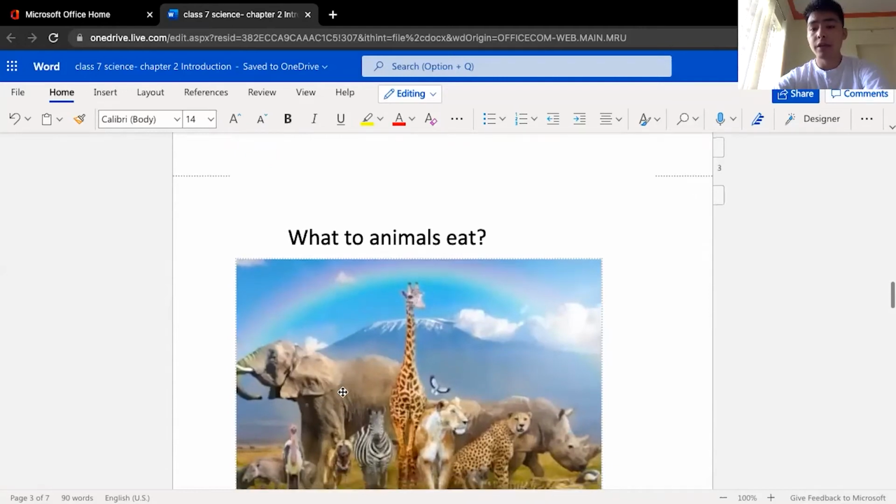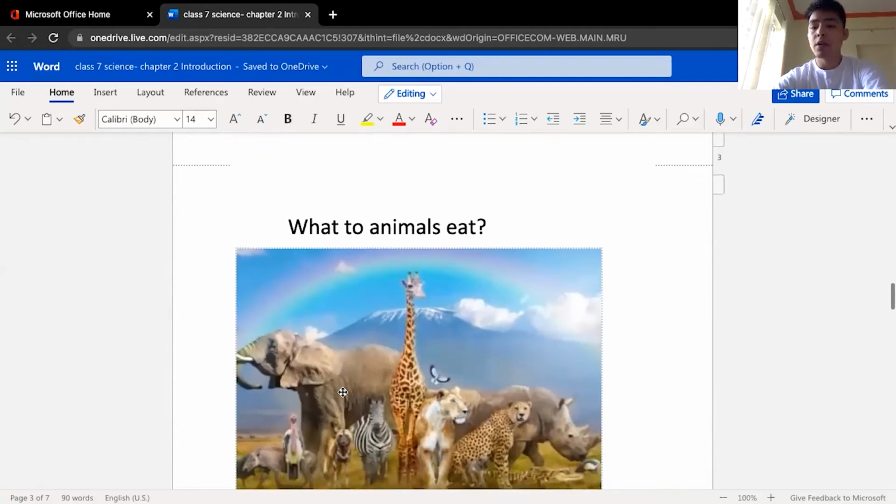Now this is related to chapter two. In chapter one, we talked about nutrition in plants, sorry. How plants make their own food and also eat insects and other parasitic modes for their food or nutrition.